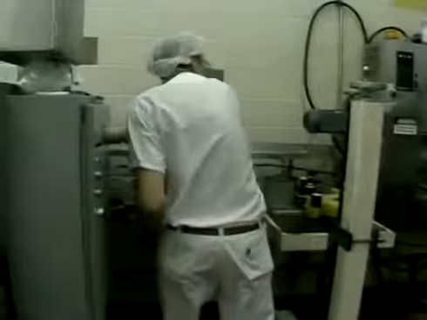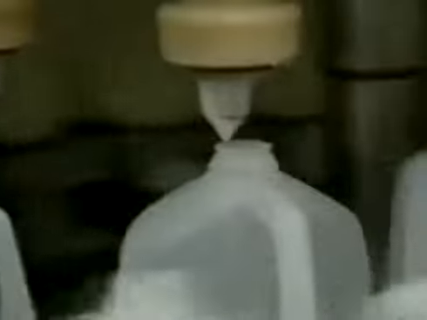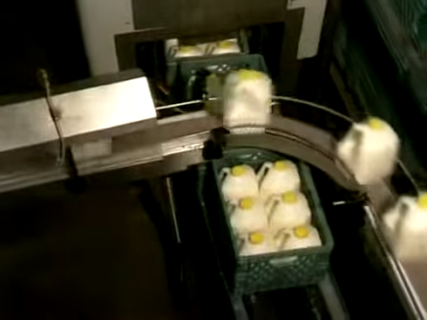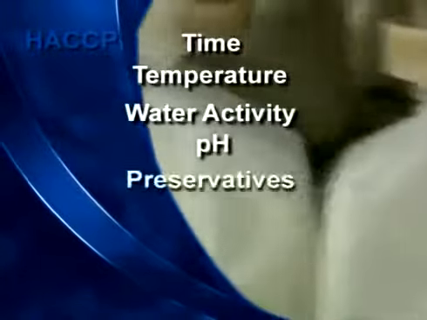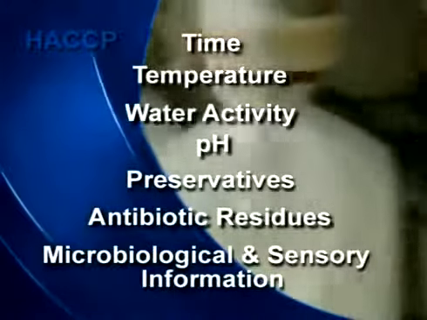The eighth step of HACCP is to establish critical limits for each critical control point, which is also the third principle of HACCP. Please note that from this point on, each HACCP step mentioned is also a corresponding principle of HACCP. To know more about the 7 principles of HACCP, please refer to Module 1. The most common parameters used for critical limits are time, temperature, water activity, pH, amount of preservatives, antibiotic residues, and microbiological and sensory information.